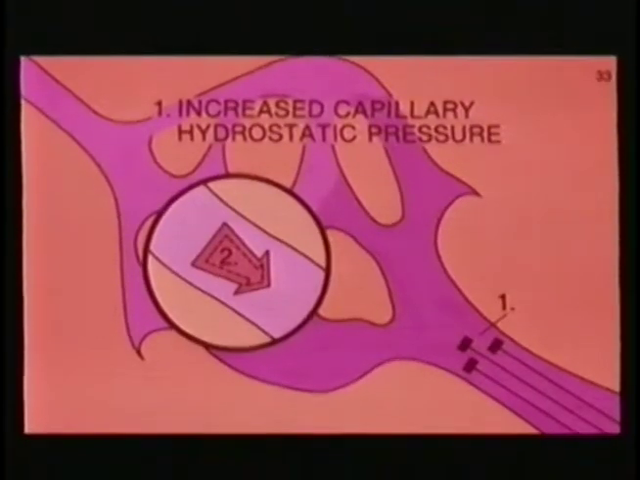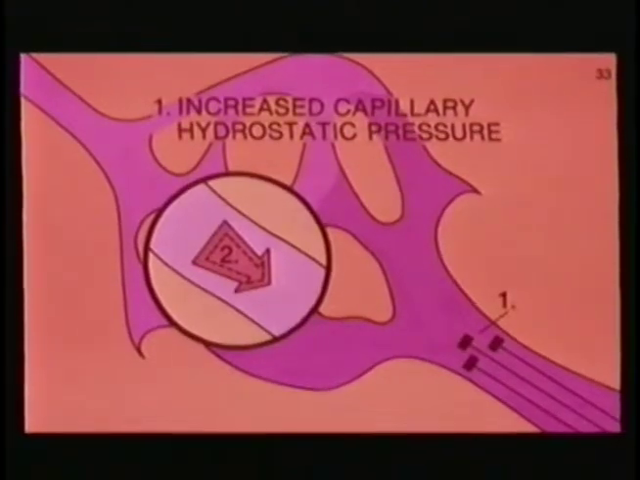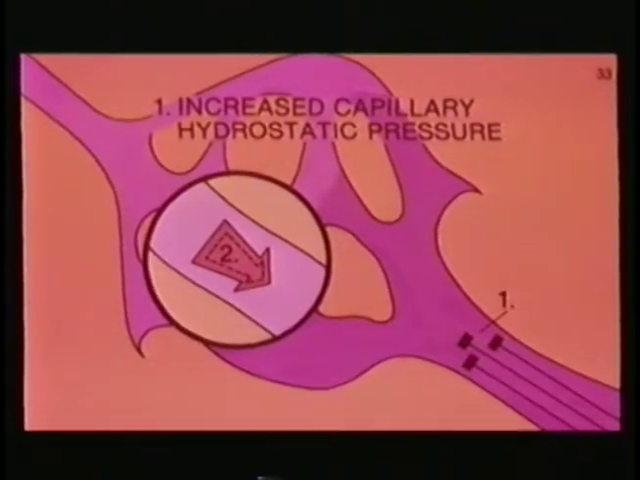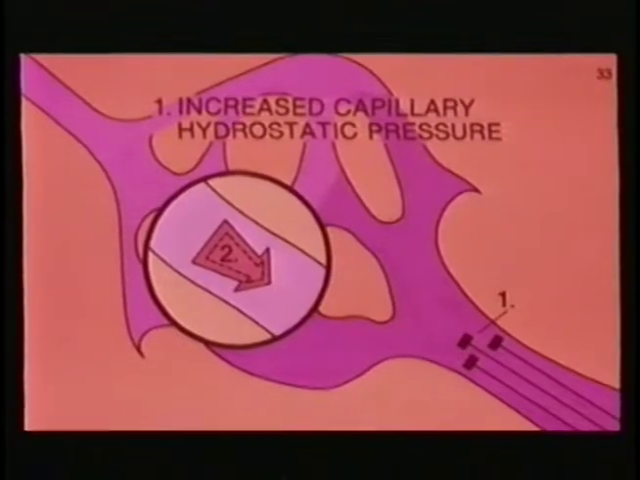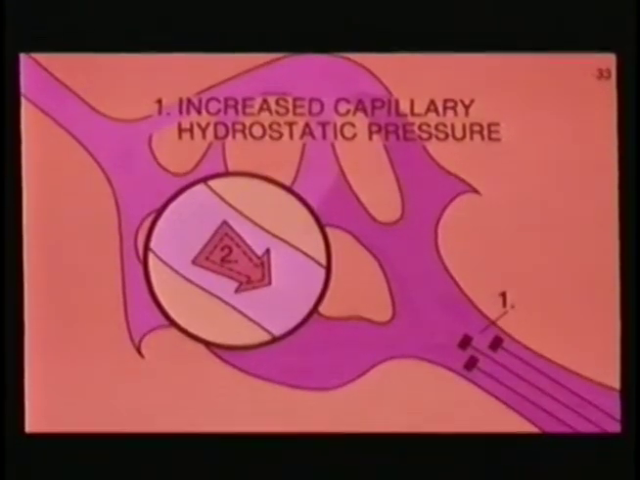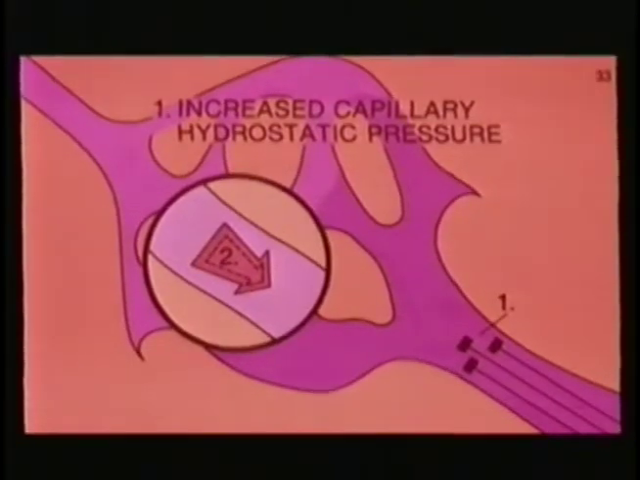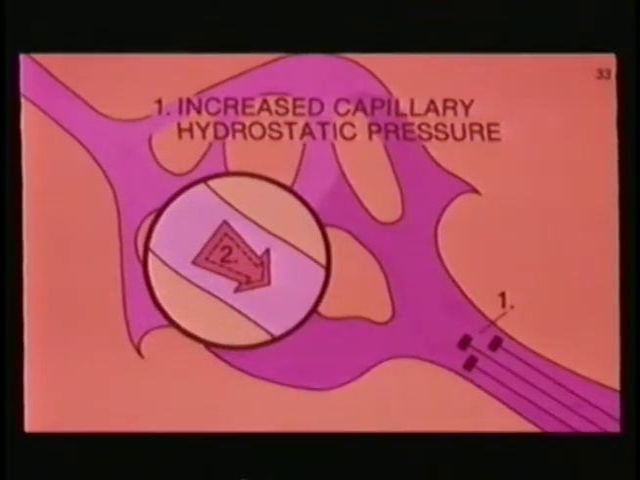33. The first mechanism in which an imbalance between hydrostatic and oncotic pressure occurs is an increase in hydrostatic pressure. Increased capillary hydrostatic pressure will occur when there is 1. An increased hydrostatic pressure in the venous bed draining the capillary network, or 2. An increased blood flow through a capillary network.